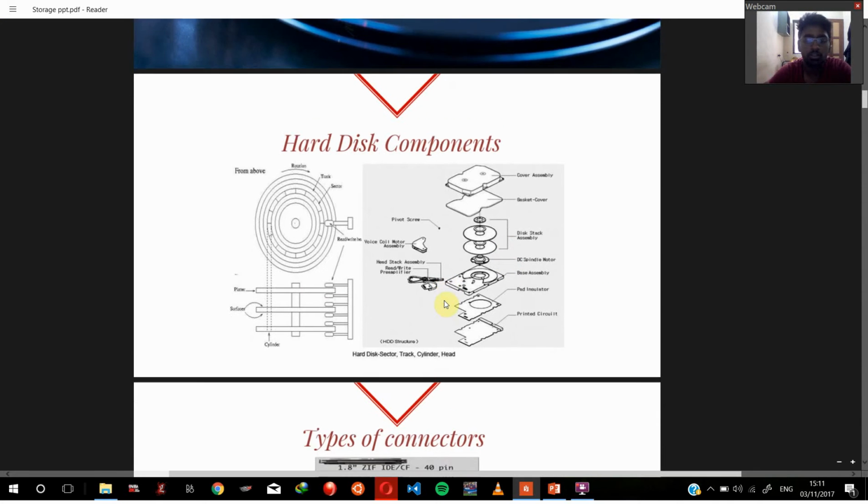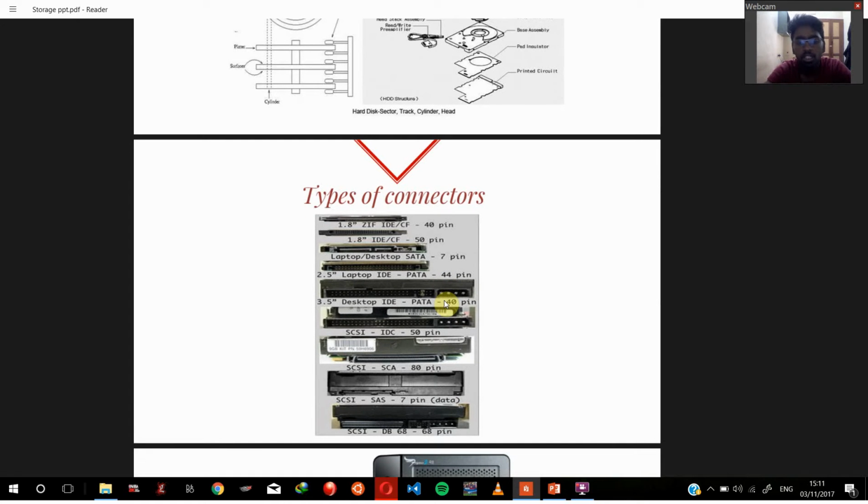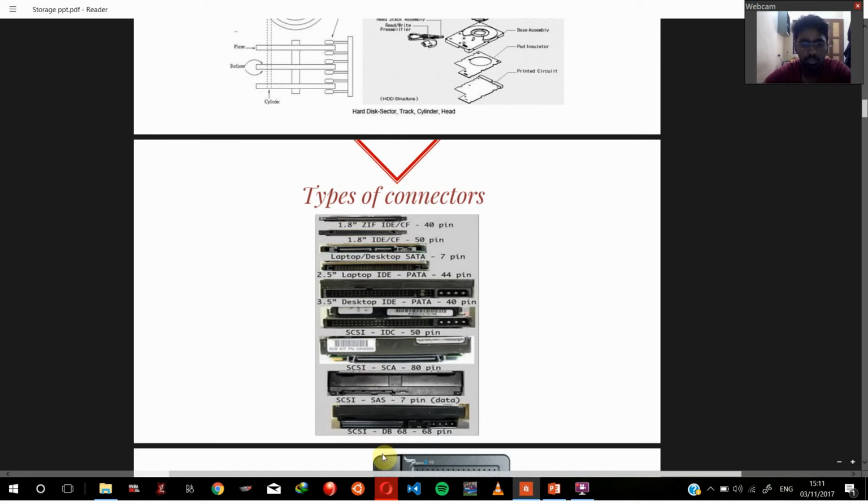Then the types of connectors. Different hard drives, magnetic tapes, and all those kinds have different types of connectors. As you can see, these are different types of connectors.